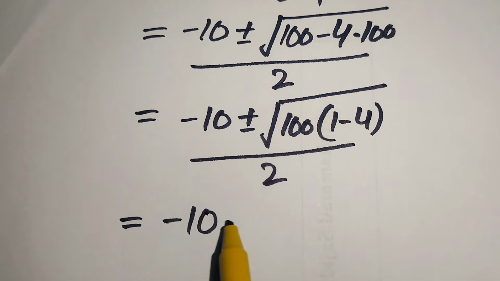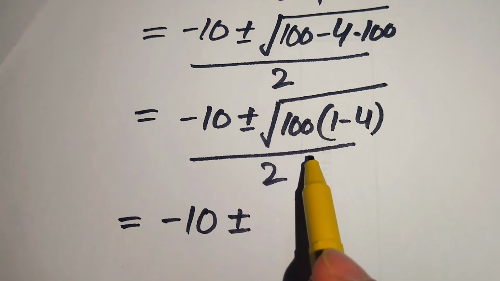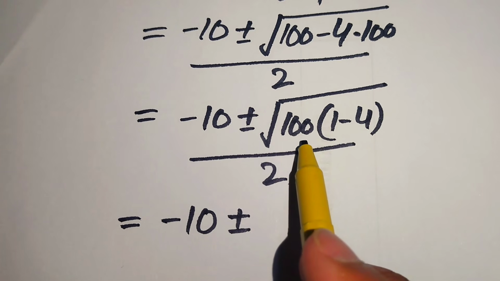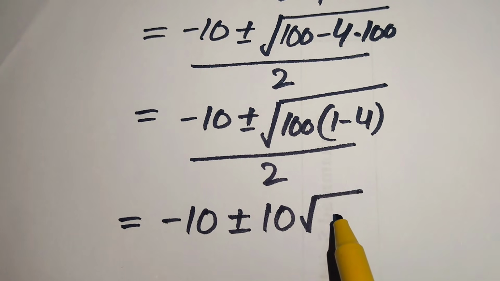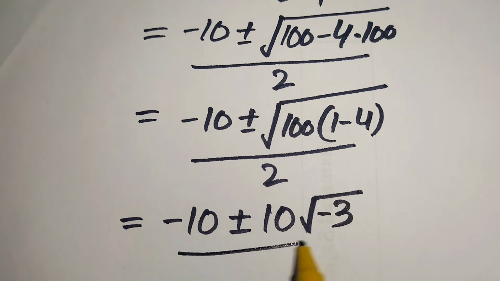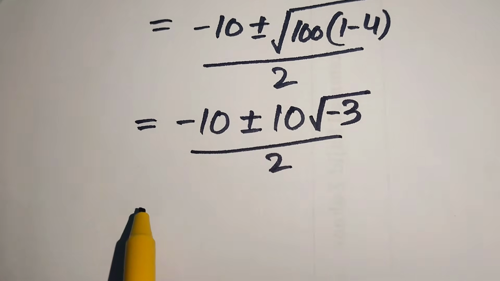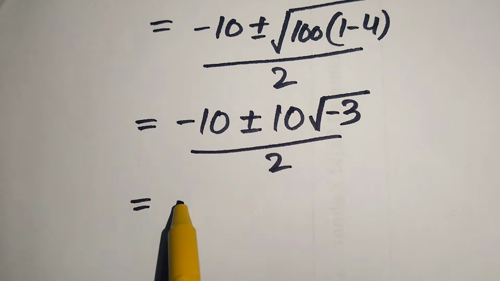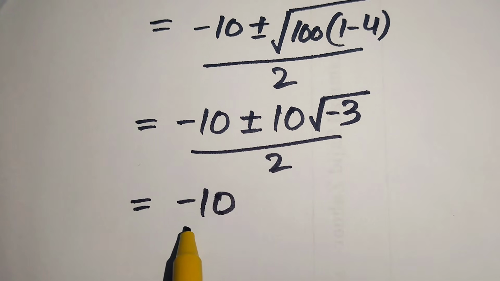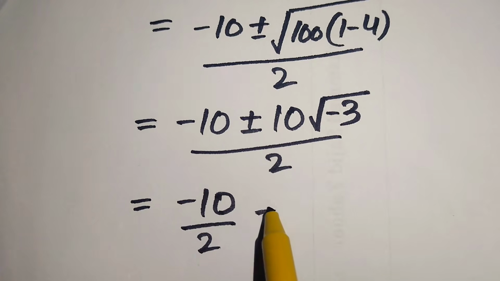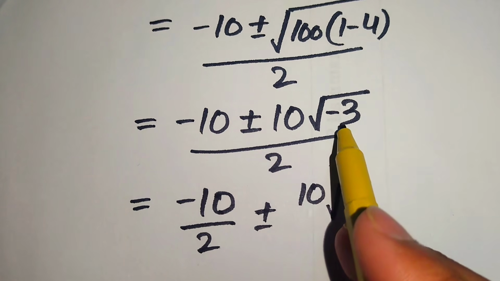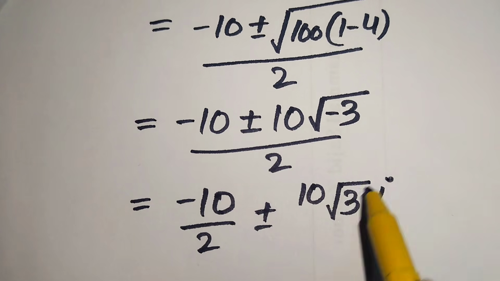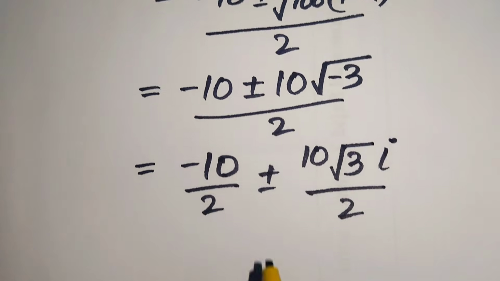Further, we have x = (−10 ± ...) and here we take the square root of 100, which becomes 10 times the square root of (1 − 4), which is −3, divided by 2. So finally we break this fraction and we get −10/2 ± 10 times, and since a negative sign appears inside the square root, it becomes iota, divided by 2.